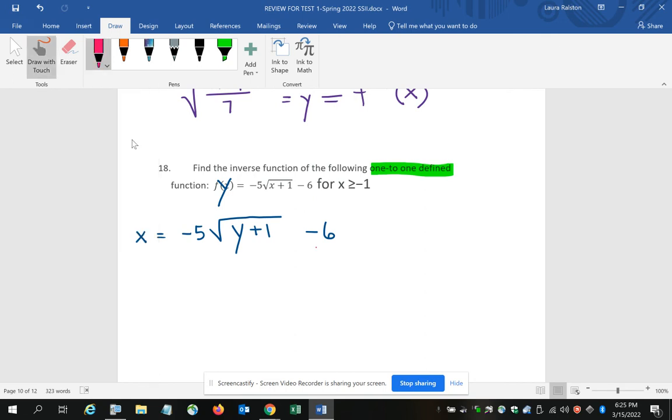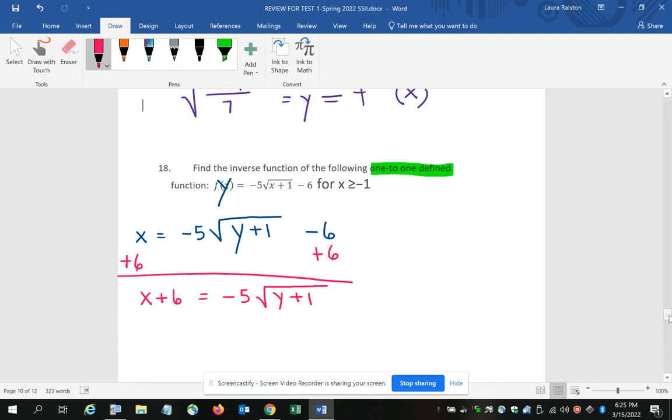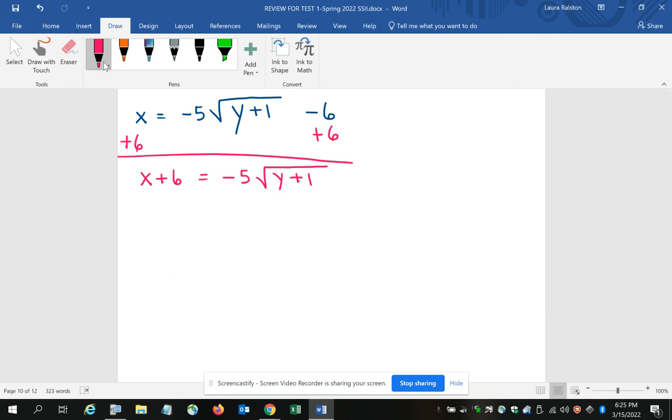Okay, so first thing I'm going to do is add 6. So I have x plus 6 equals -5 times the square root of y plus 1. I'm still trying to get the y by itself, so I'm going to divide by -5. It's going to get messy. So we have (x plus 6) divided by -5 equals the square root of y plus 1.